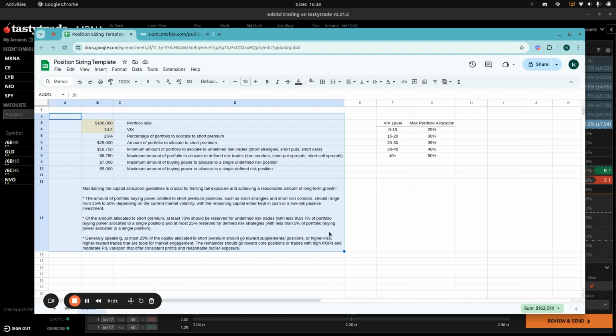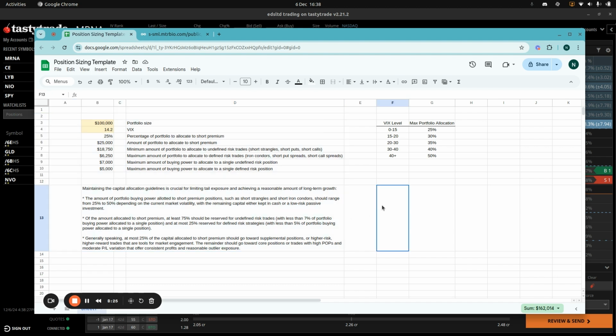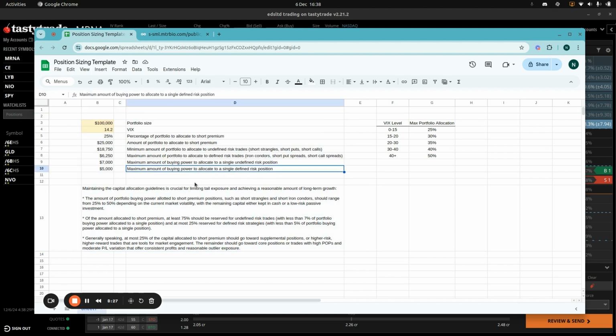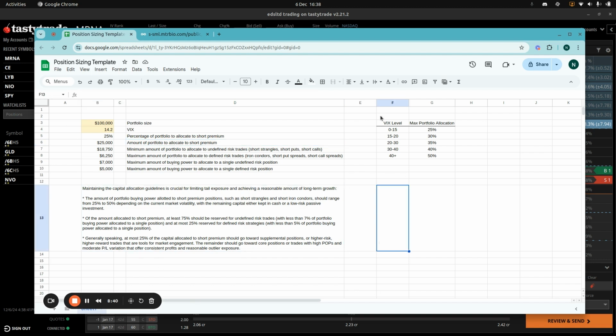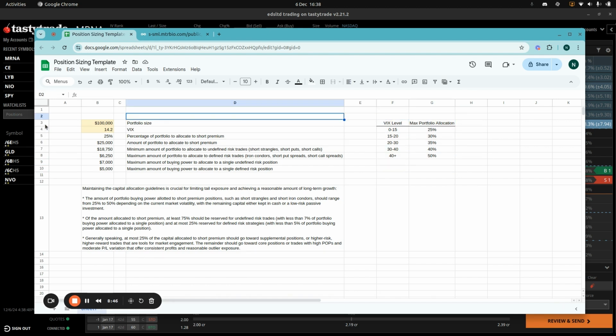Everything below will then be automatically calculated for you. And at this point, you can use this information to form the backbone of your portfolio. It will tell you the maximum amount of buying power you should be allocating to any single defined risk position, any single undefined risk position, how much of your portfolio you should be allocating to short premium strategies in general, and an explanation of everything below with a little chart of portfolio allocations with respect to the VIX level. So as long as you follow this, you'll be absolutely fine.